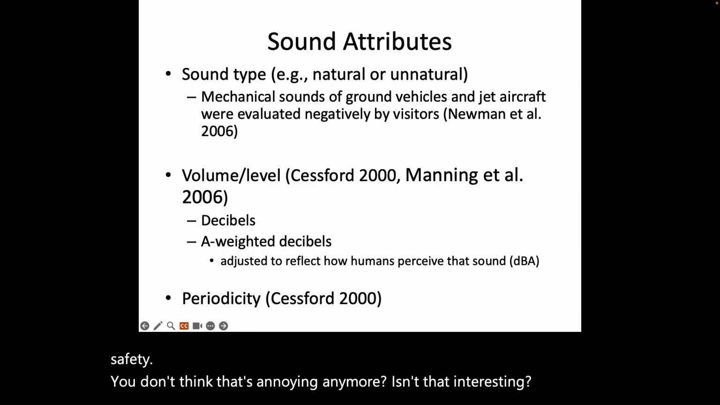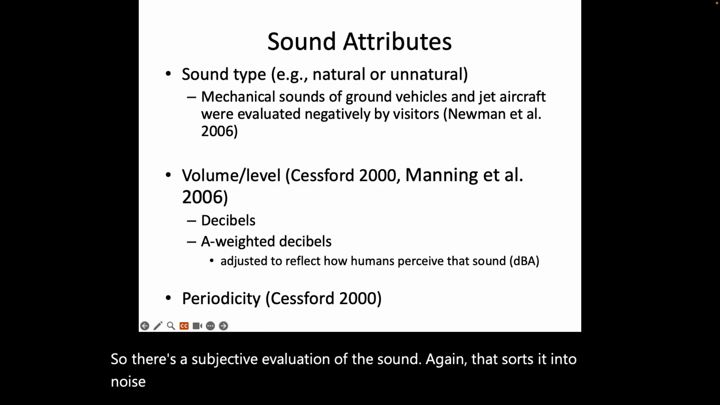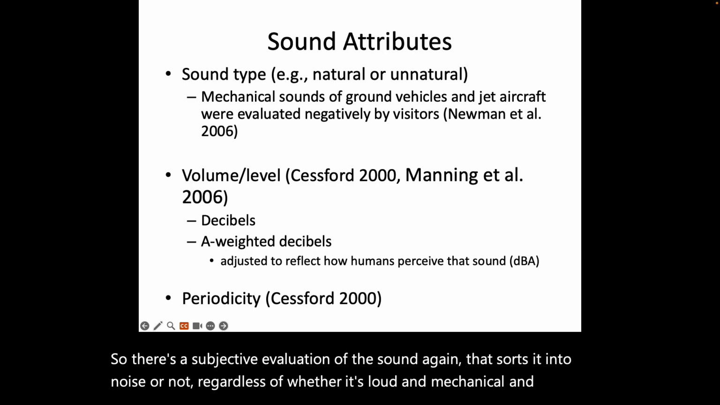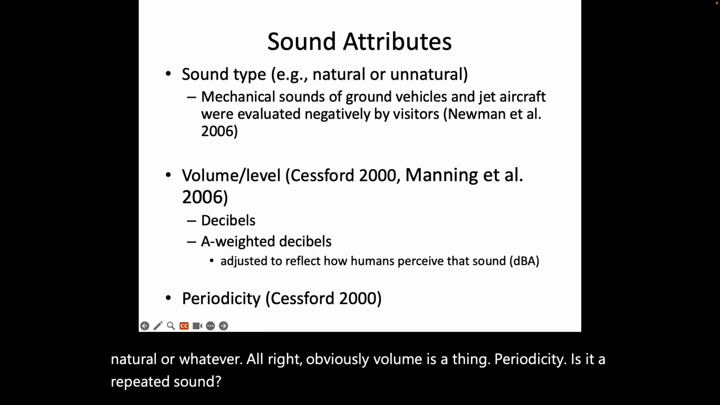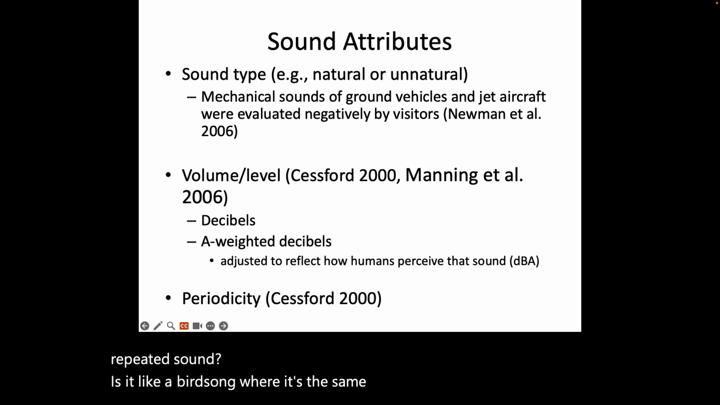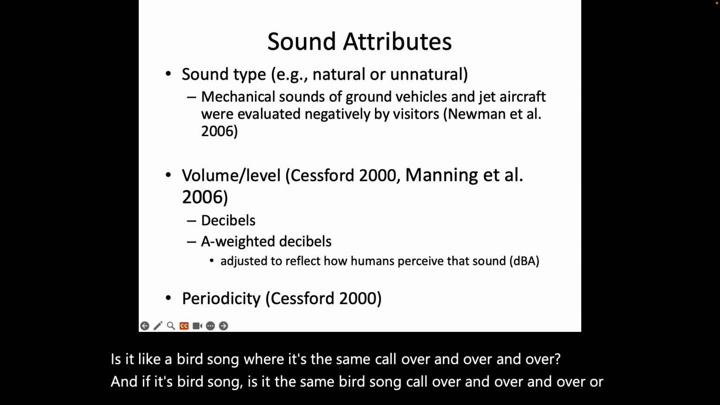So there's a subjective evaluation of the sound again that sorts it into noise or not, regardless of whether it's loud and mechanical and not natural or whatever. All right? Obviously, volume is a thing. Periodicity: is it a repeated sound? Is it like a bird song where it's the same call over and over and over? And if it's a bird song, is it the same call over and over, or is it unique every time?